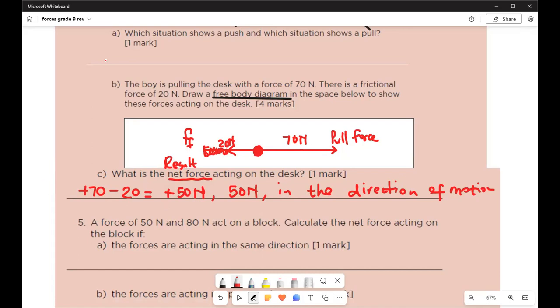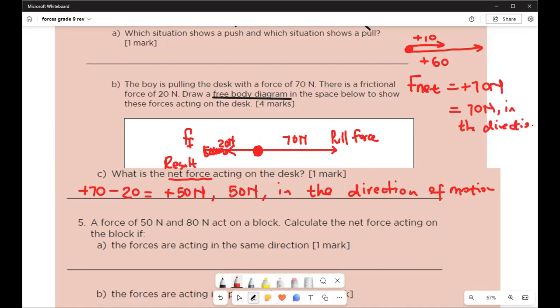Before I go to number 5, I want to give another example. Let's say we had another object here, experiencing 10 newtons and 60 newtons. What will be our F net, or net force? I'm sure you agree that all of them are in the same direction, so our F net will be positive 70 newtons, which is 70 newtons in the direction of motion.